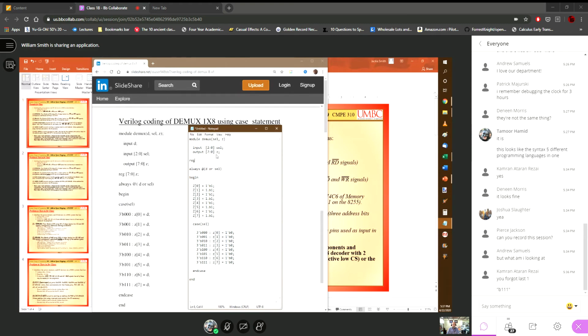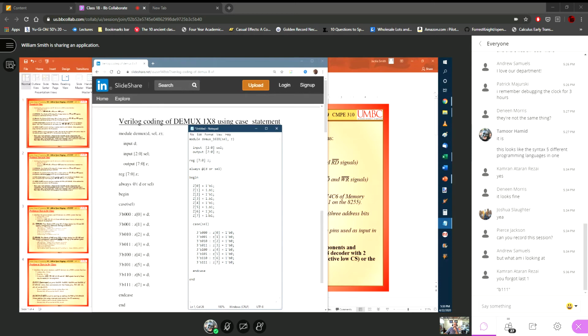I'm going to say reg 7:0 square bracket z semicolon. I think that should do the same demuxing function that the 16L8 does. So what you could even probably do, if you want to get a little more fancy with this, underscore 16L8. I believe that will do it.